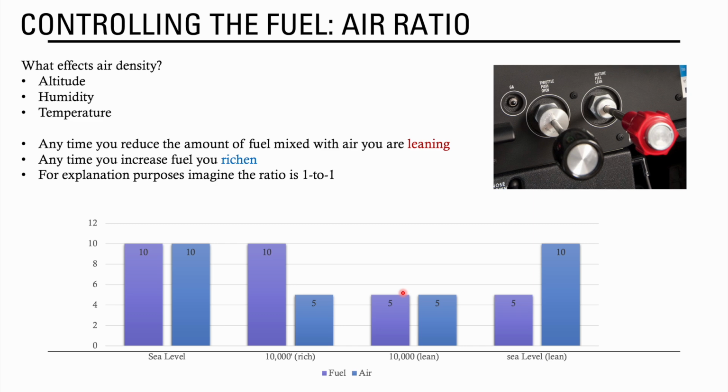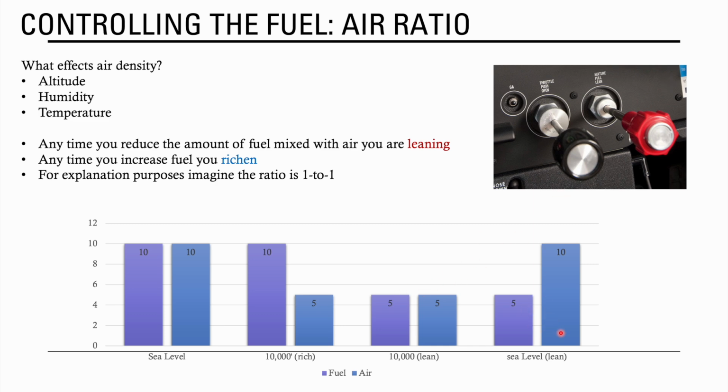There are some conditions where you would want to be a little more rich. It does have a cooling effect. So if the engine's running kind of hot, you would richen the mixture a little bit, and some of that vaporized fuel would help cool the engine. So let's say we go back to 10,000 feet right here. We've leaned the mixture, so everything's perfectly balanced again. And then without adjusting the mixture, we go back down to sea level to land.